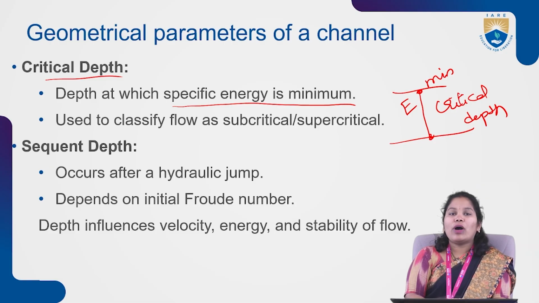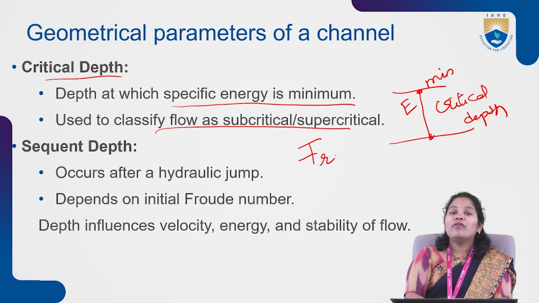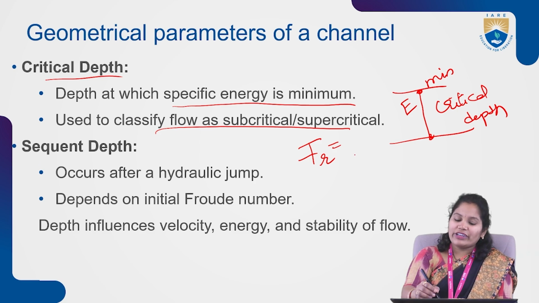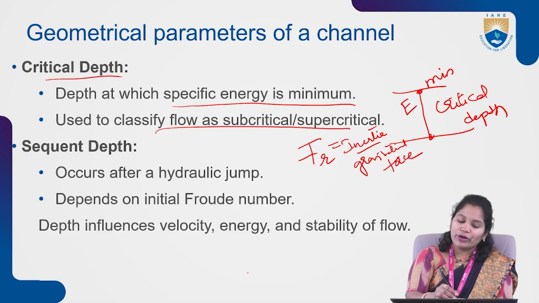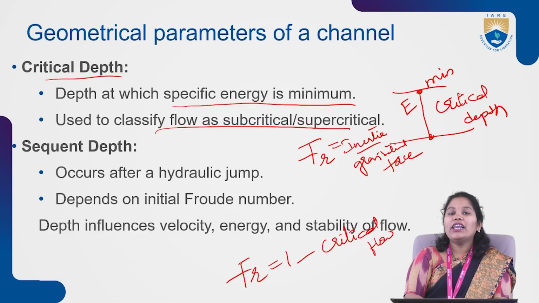It is used to classify flow as subcritical and supercritical. These two are differentiated by the Froude number. What is the Froude number? The Froude number is equal to the inertia force by the gravitational force. If your Froude number is equal to 1, then we call it a critical flow.